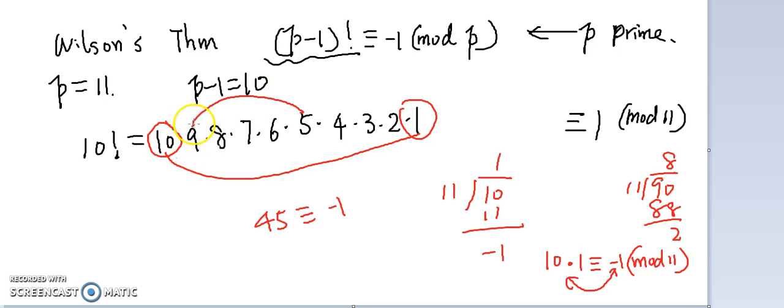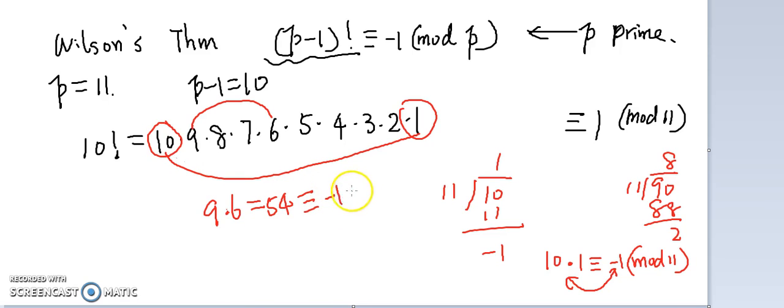Sorry, it should be 9 times 6. Let's try it again. So 9 times 6 is equal to 54. And 54 is congruent to -1 modulo 11, because 54 minus -1 is 55, and 55 is divisible by 11. So we're going to pair these two up.